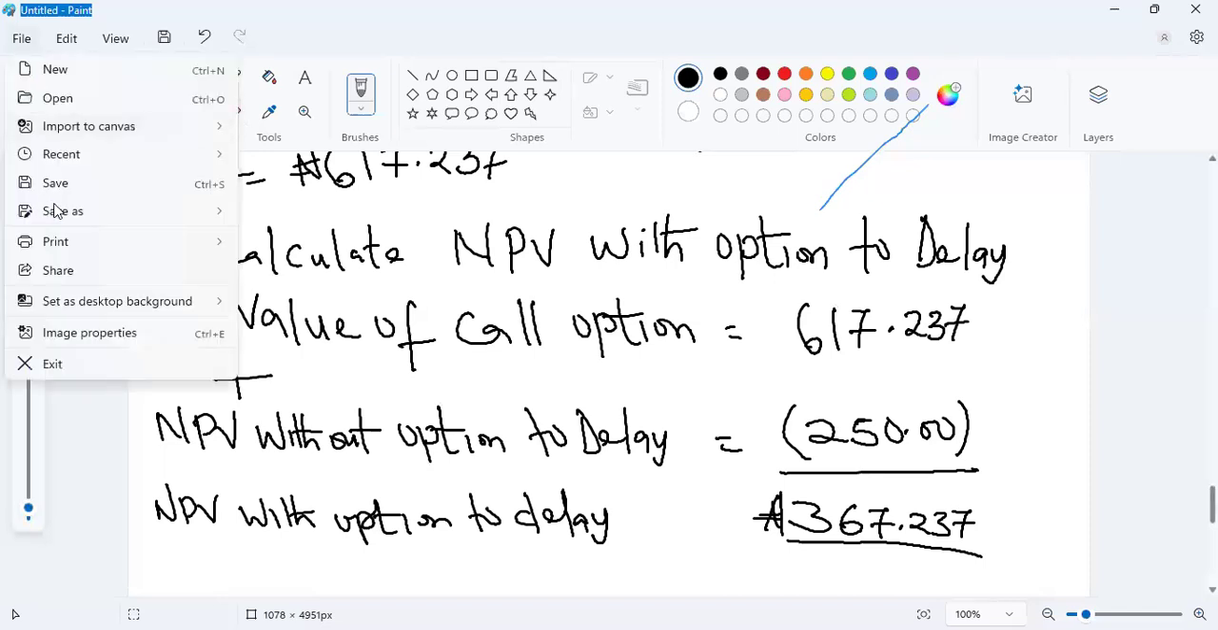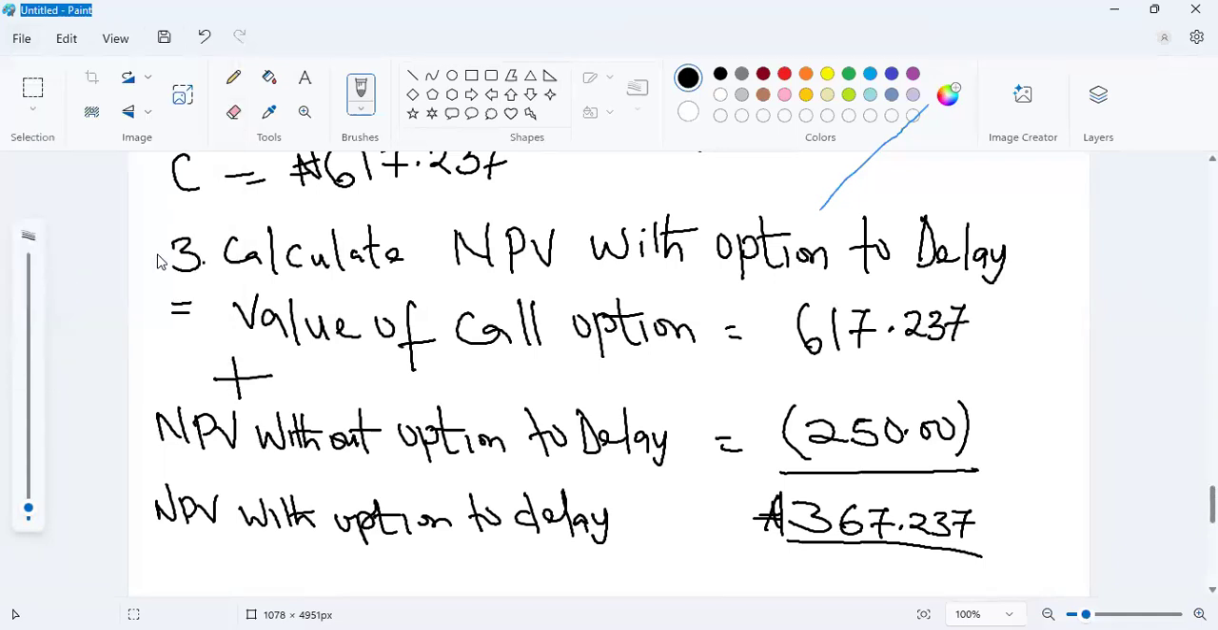Any question, please? I think we have treated enough for option. Examiner is frequently, when it comes to application of option to investment, examiner always considers option to delay.